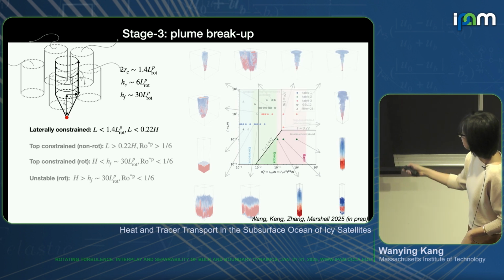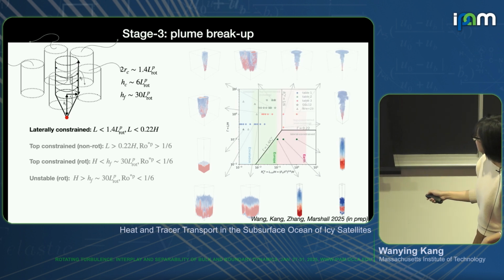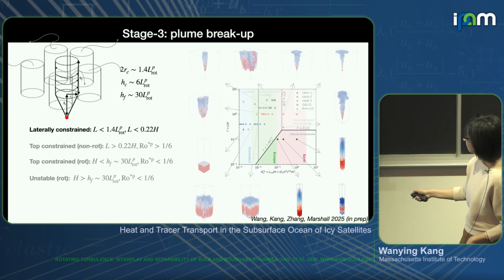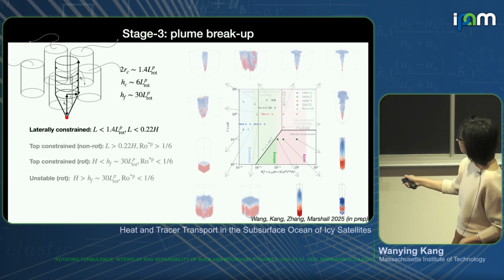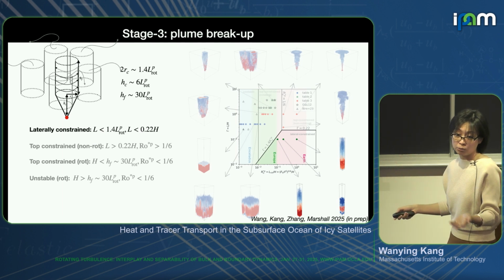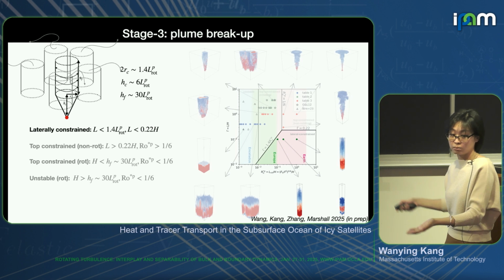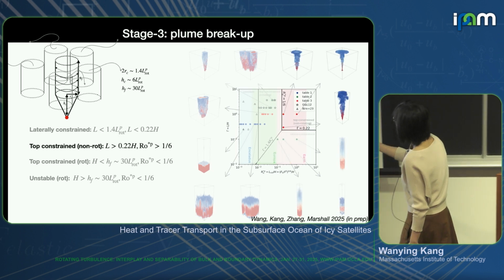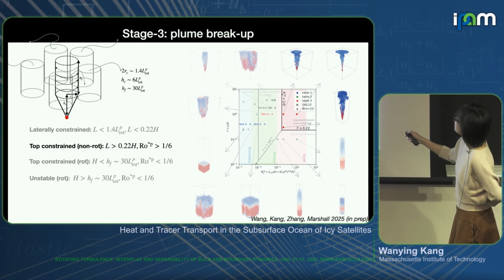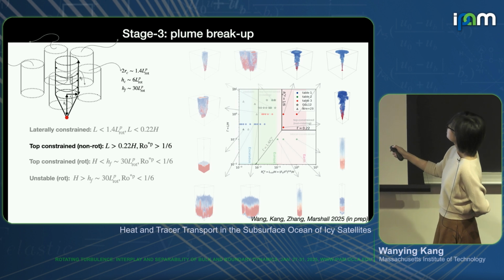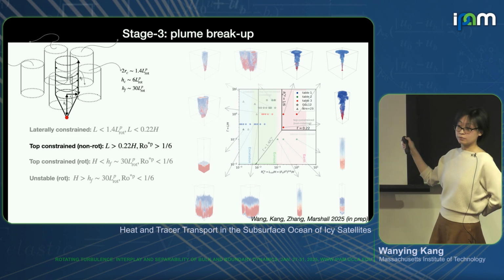As you can see, in this laterally constrained regime, the plume is going to fill up the entire horizontal plane, and it's going to basically proceed as a uniform heat flux. It doesn't really matter what kind of heat flux you prescribe at the bottom; it's all uniform. Okay, and then in this stage, the plume is going to hit the upper surface as a non-rotating plume. So you see this cone-like shape all the way through the domain.